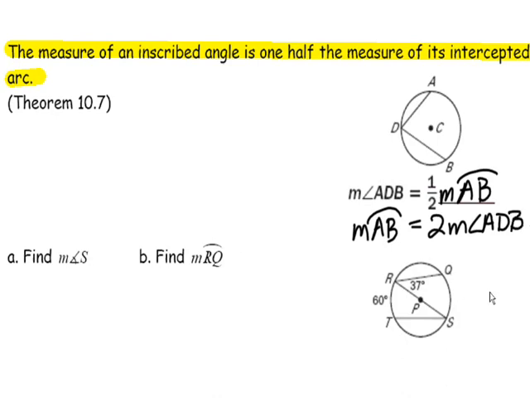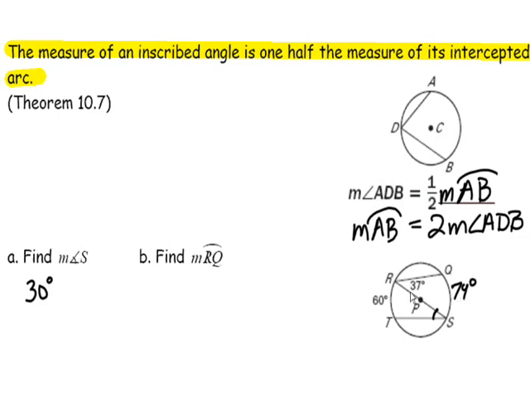So if we look at angle S down here, the measure of this angle is going to be 1/2 the measure of the intercepted arc. Well, here's my intercepted arc. It's 60, so the measure of angle S is going to be 30 degrees. And then we have to find the measure of arc RQ. Well, we don't have an angle that intercepts RQ, but we do have this angle right here which intercepts QS. And if this is 37, then the measure of arc QS here is going to be twice that. So it's going to be 74 degrees.